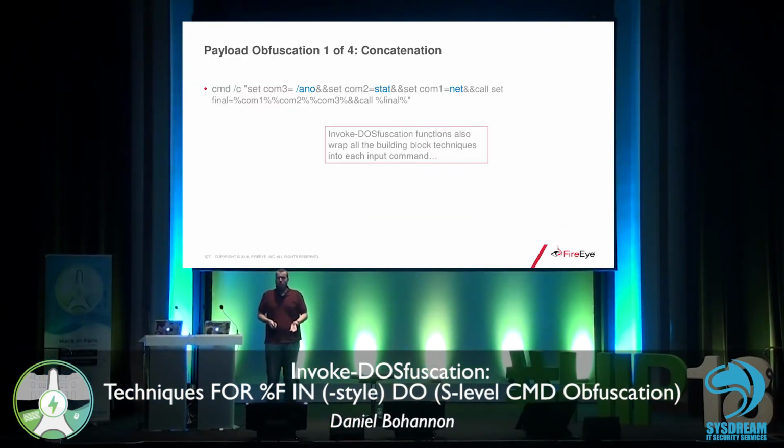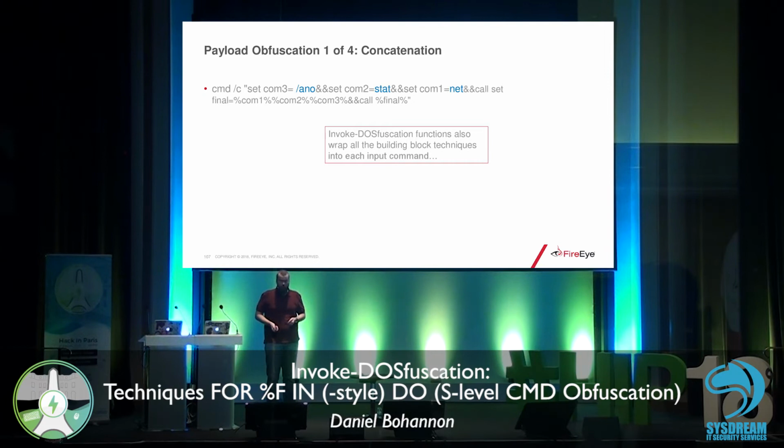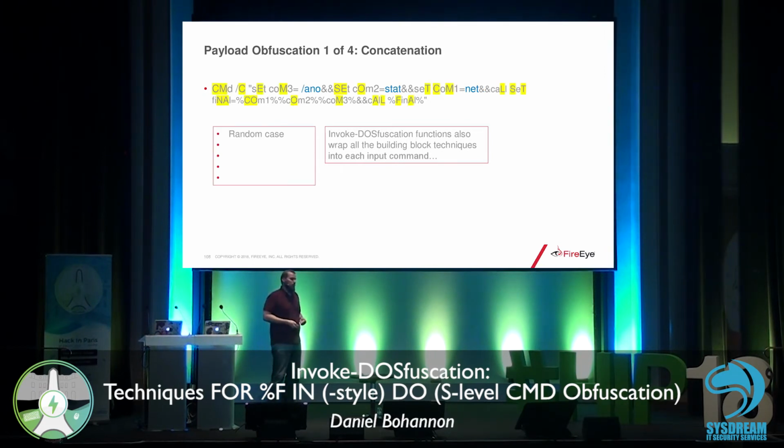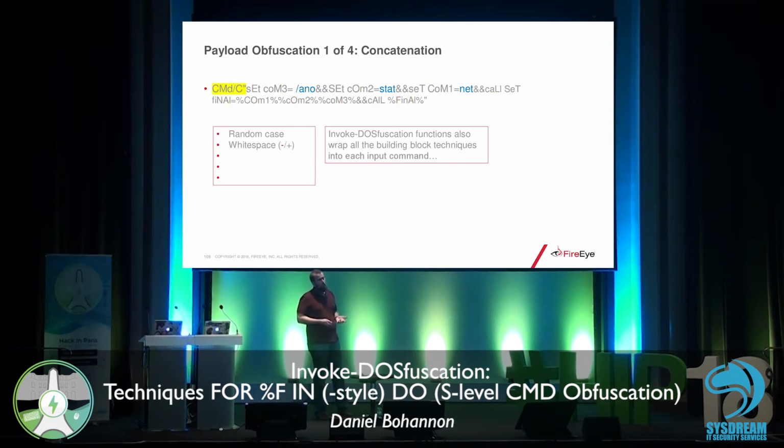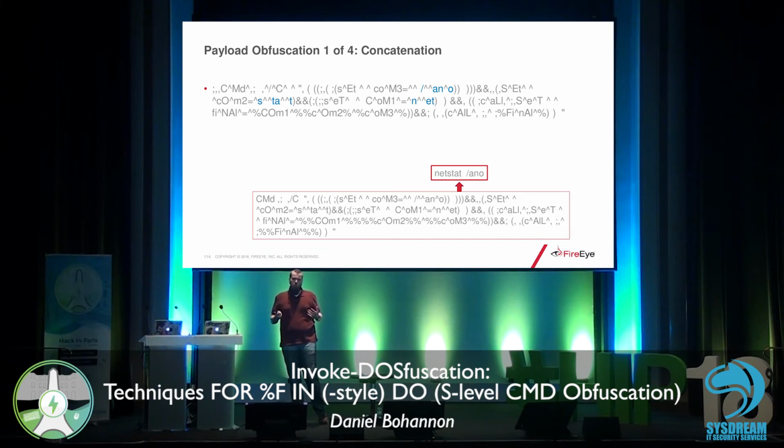So this doesn't have netstat anywhere in the arguments itself, and we didn't use any special characters. But if you wanted to, you could totally do that. You could randomize the casing, you could remove white space, you could add white space, you could do commas and semicolons, tons of carets, and even parentheses if you wanted, and it would run just fine. But you still have netstat in the arguments.